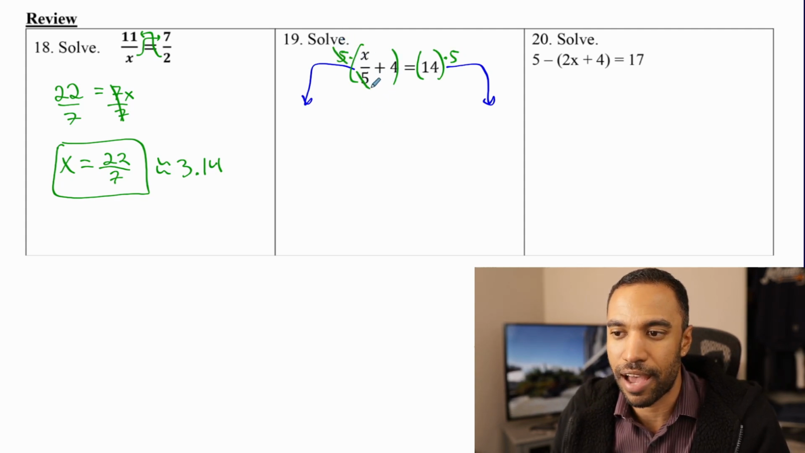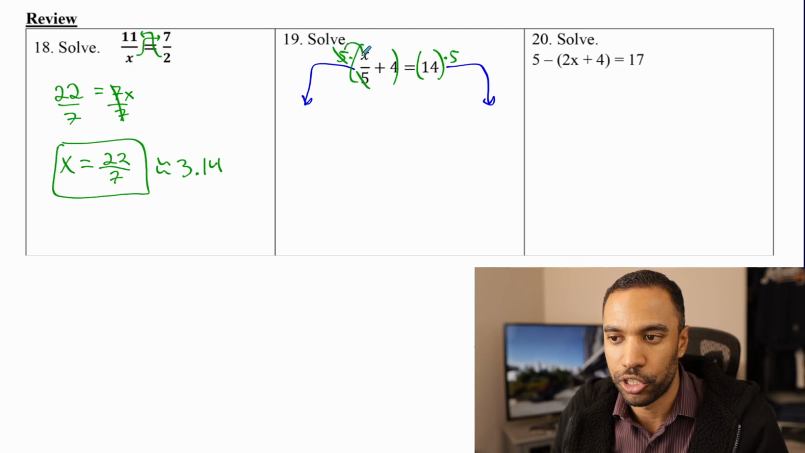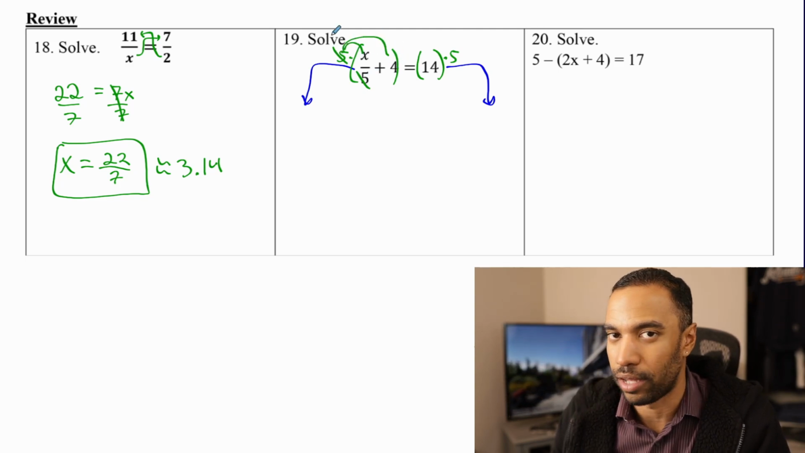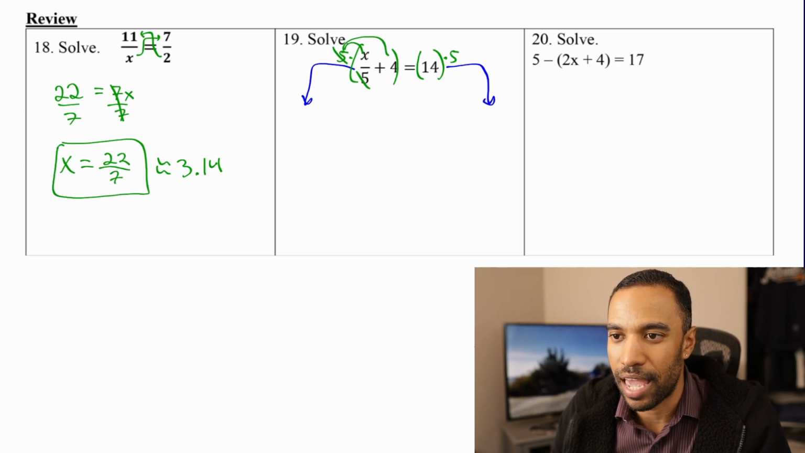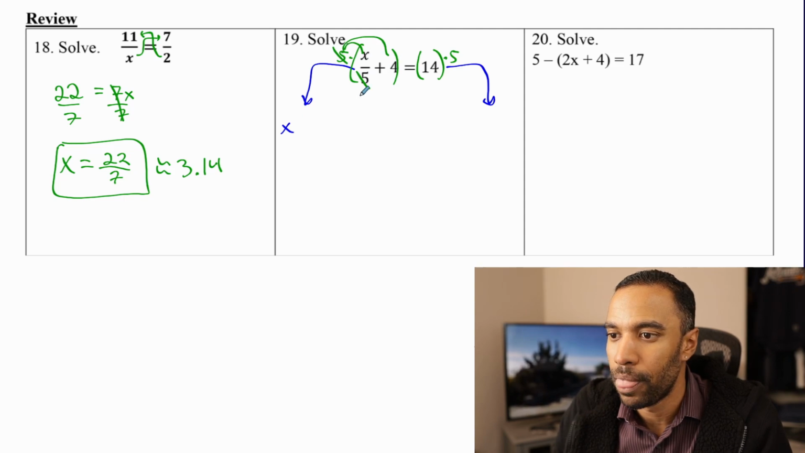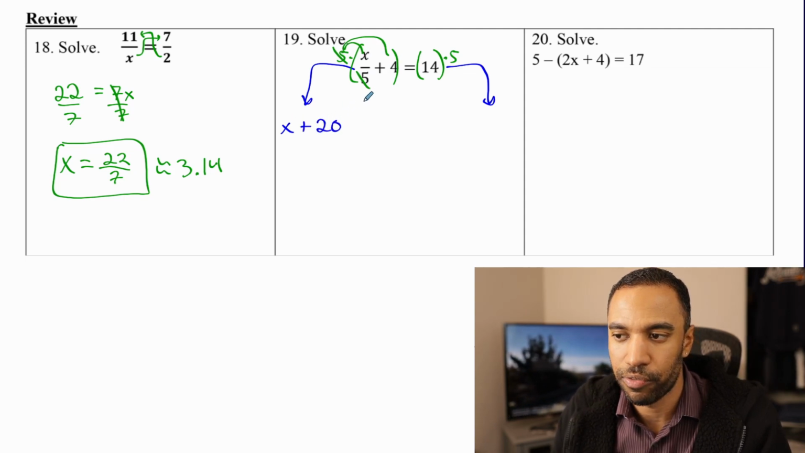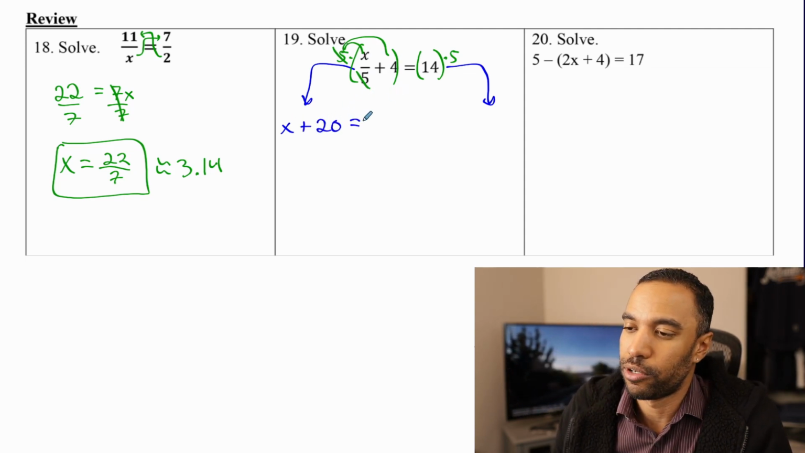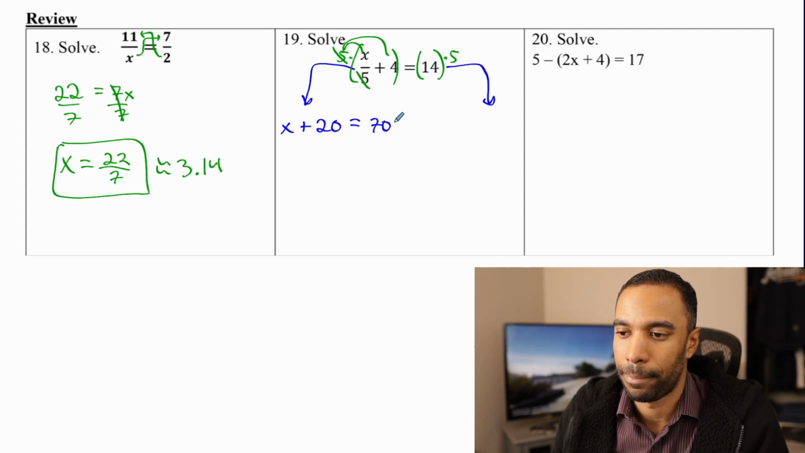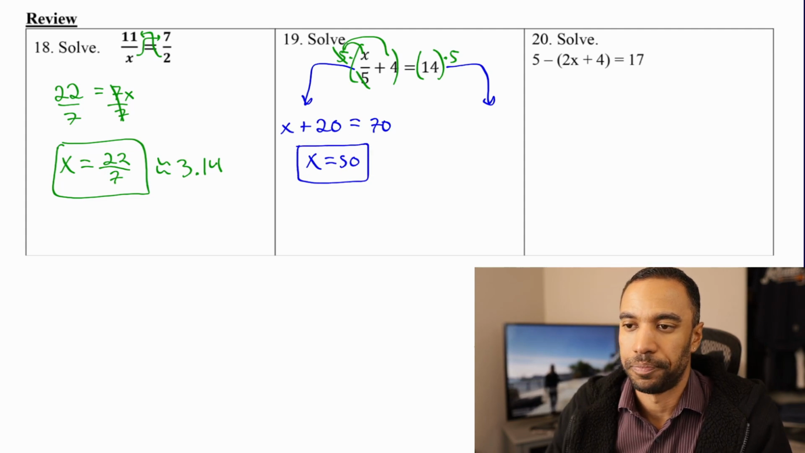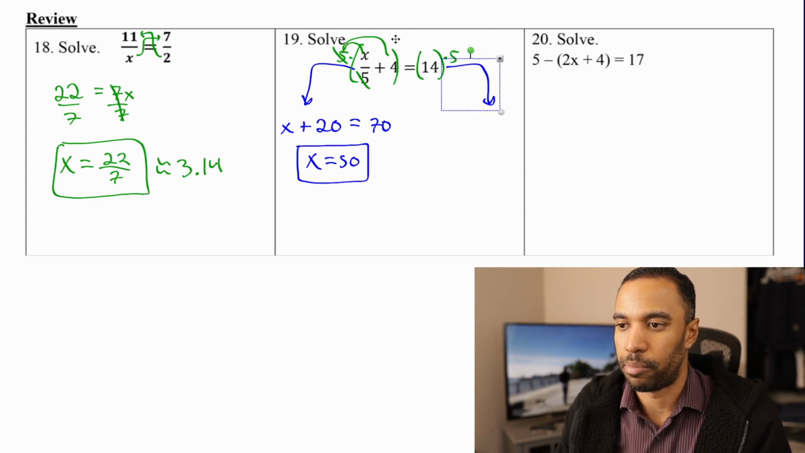Don't just do 5 over 5 and say it's gone. This 5 better distribute here and cancel. And the 5 better distribute into the 4 as well. So if I multiply everything by 5, I get just x, because 5 over 5 is 1, plus 20, not x plus 4, equals, and 14 times 5 is 70. Subtract 20, you get x equals 50. That's one approach there. You can do that as one approach.